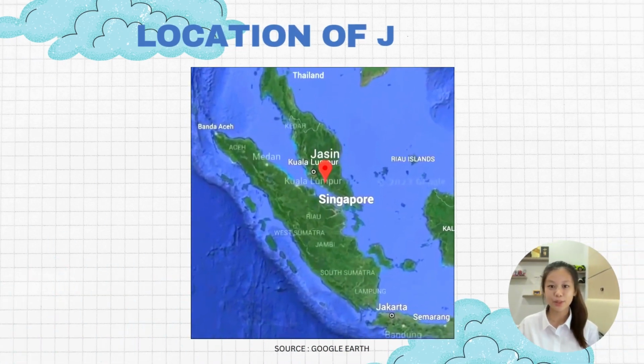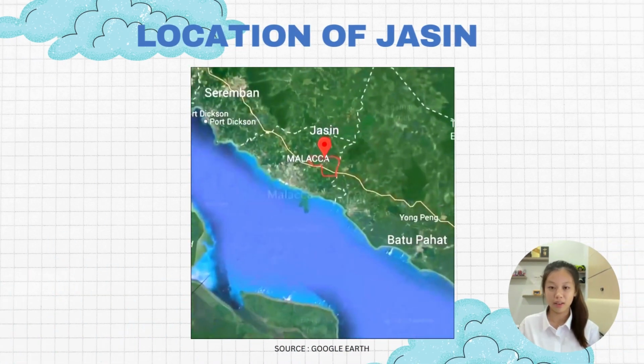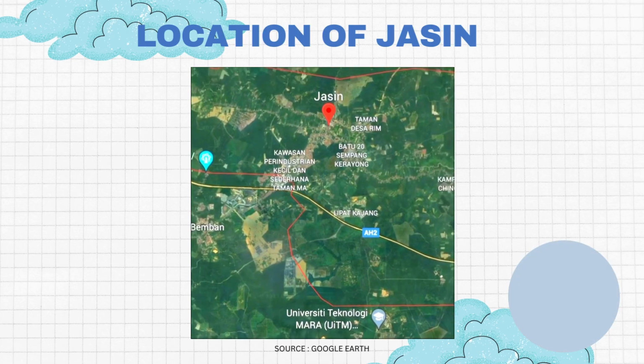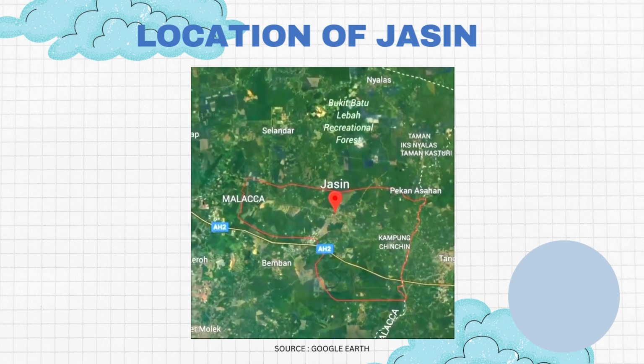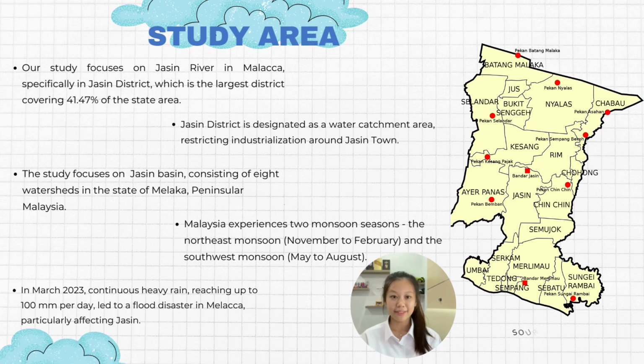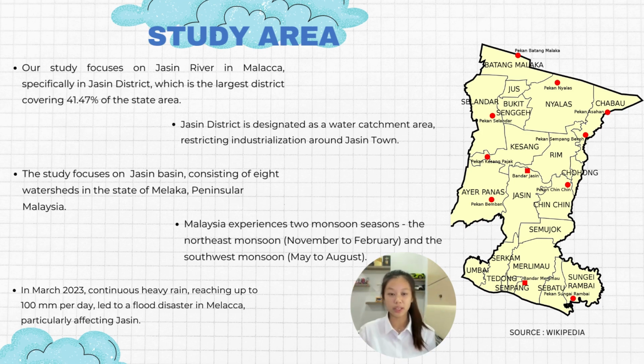Hi, I'm Venice. Today I'm going to talk about our study area. Our study area is located in Jasin, Melaka. Our study focused on Jasin River, specifically in Jasin District. Jasin District is the largest district in Melaka, covering almost 42% of the state area. It is designated as a water catchment area, restricting industrialization in Jasin town. The Jasin Basin consists of 8 watersheds.